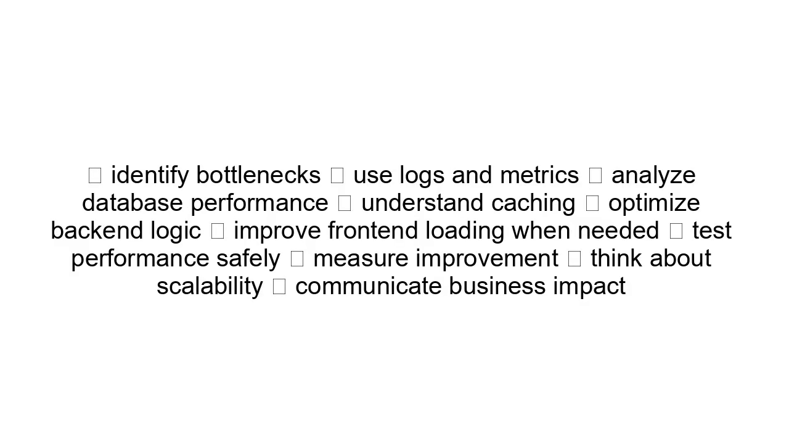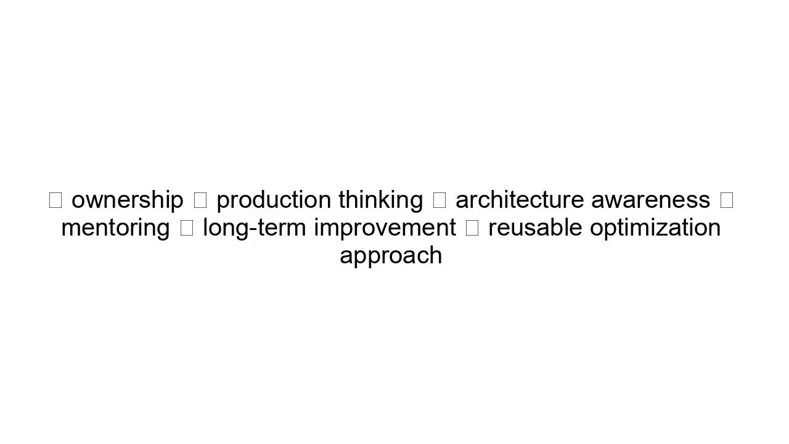What interviewers are looking for. Interviewers want to see whether you can identify bottlenecks, use logs and metrics, analyze database performance, understand caching, optimize backend logic, improve front-end loading when needed, test performance safely, measure improvement, and think about scalability. For senior roles, they also want to see ownership, production thinking, architecture awareness, mentoring, long-term improvement, and a reusable optimization approach.